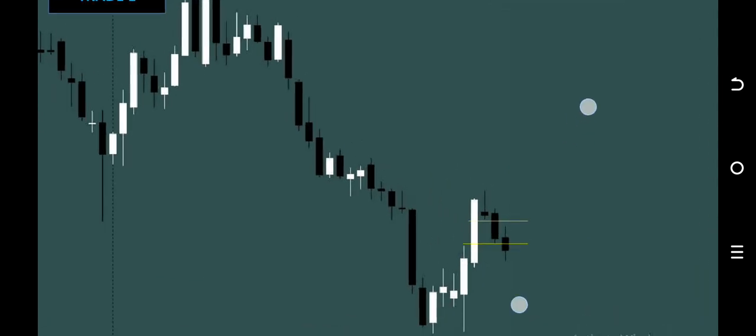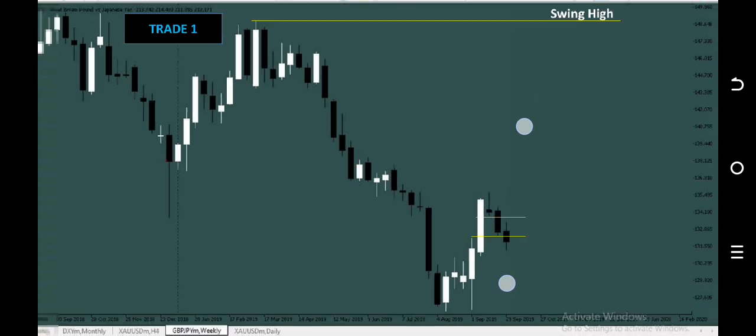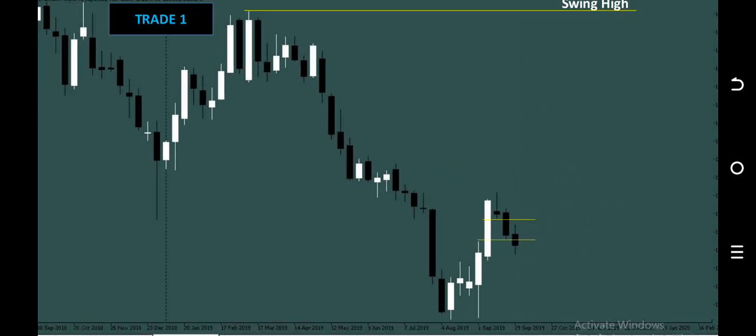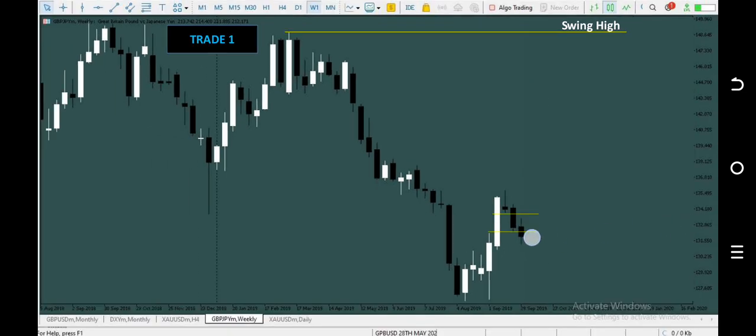Now look at this. After the creation of a fair value gap, price came down to respect the fair value gap. So after price has respected or honored the fair value gap, the fair value gap is now activated. The leg is now activated to move. Now this is an opportunity for you to place an entry for a buy. See that? So you buy within a fair value gap.